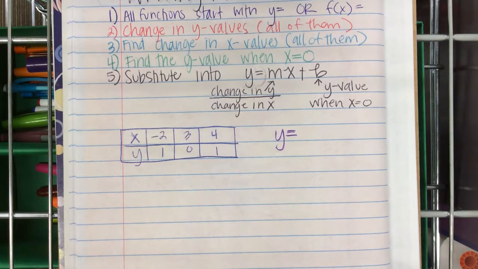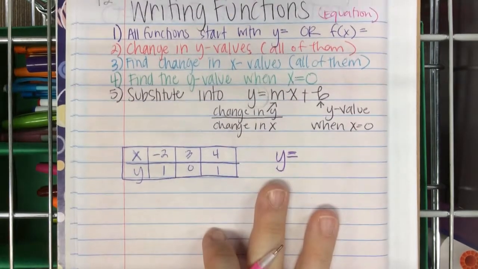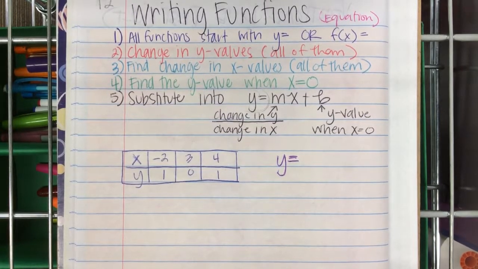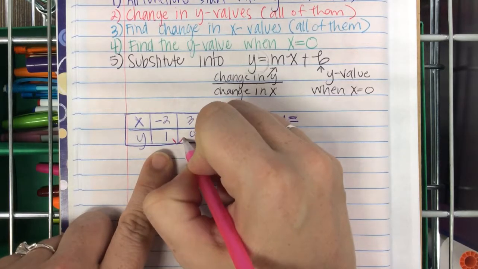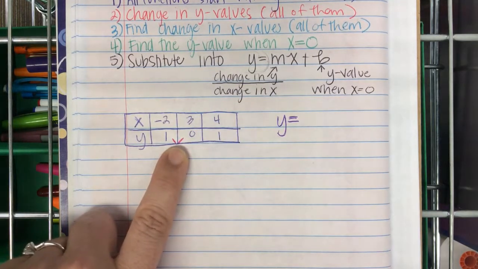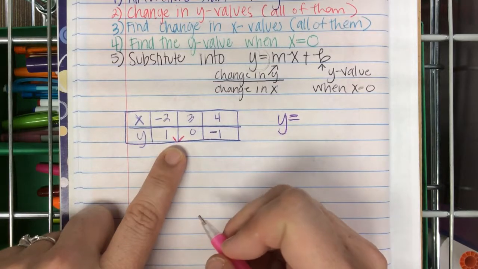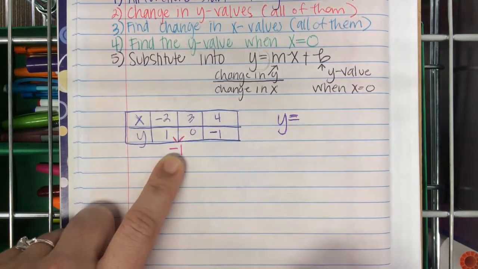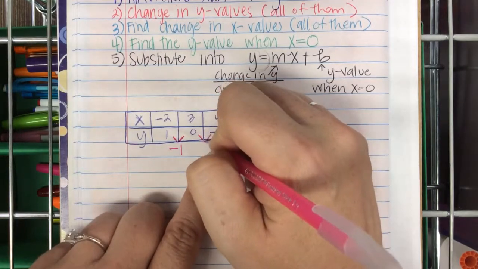I did step number 1. What's step number 2 that you wrote down in your notes? What's step 2 that's in your notes? Hint, hint. It's on your paper, and it has the number 2 next to it. Zach, what is it? The change in y values. And we want to find all of them. Okay? So I'm going to do it right here. From 1 to 0. Oops, I forgot a sign. That makes it easier. From 1 to 0, what happens? It subtracts 1. From 0 to -1, what happens? It subtracts 1.